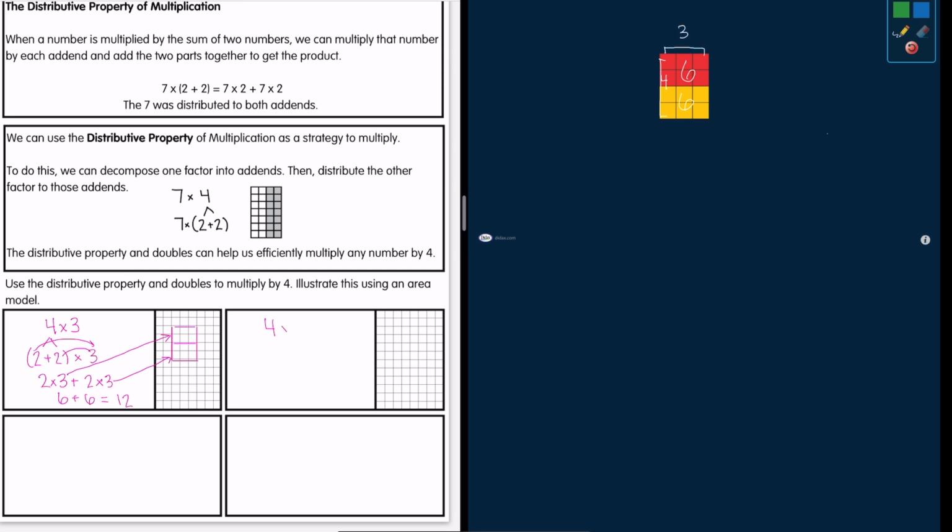Let's look at 4 times 6. Where could we decompose the model to get 2 groups? We can decompose the width of 4 into 2 rows. So we have 2 rows of 6 and 2 rows of 6. What do we know the double of 6 is? 12. So if we double 12, we get 24. Okay, 6 doubled is 12, and 12 doubled is 24. So I'm simply just doubling the number and multiplying by 4 twice.